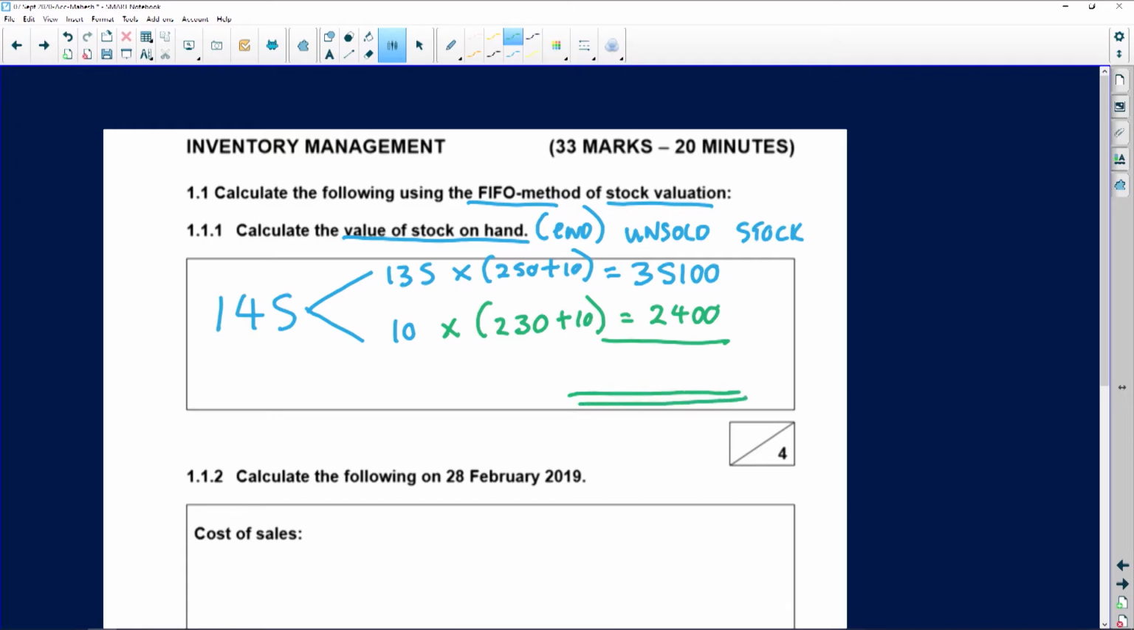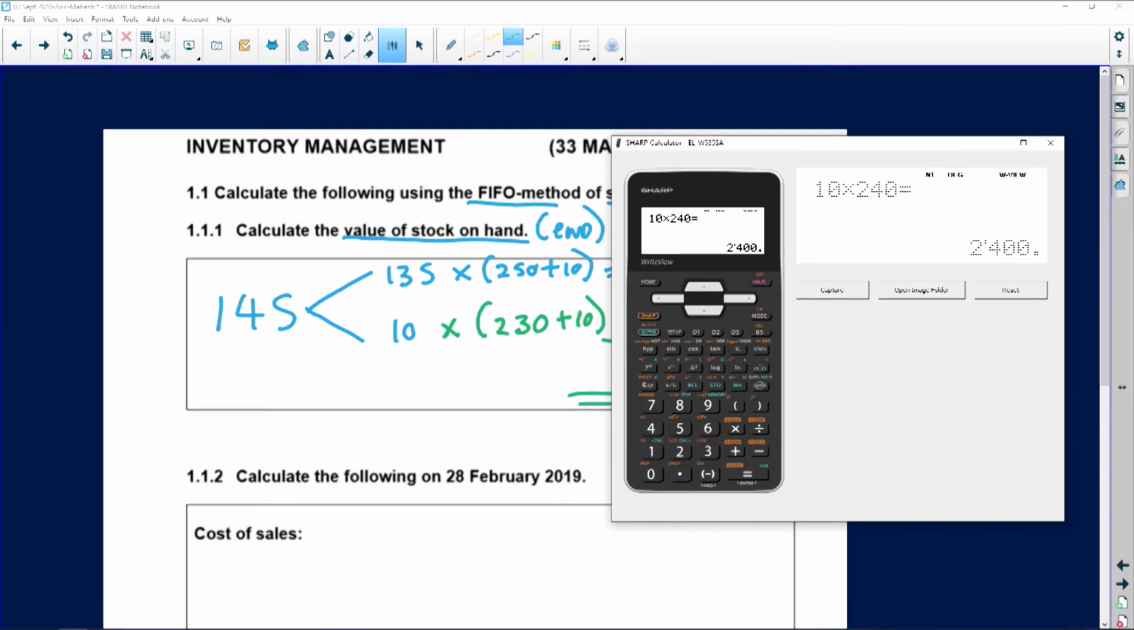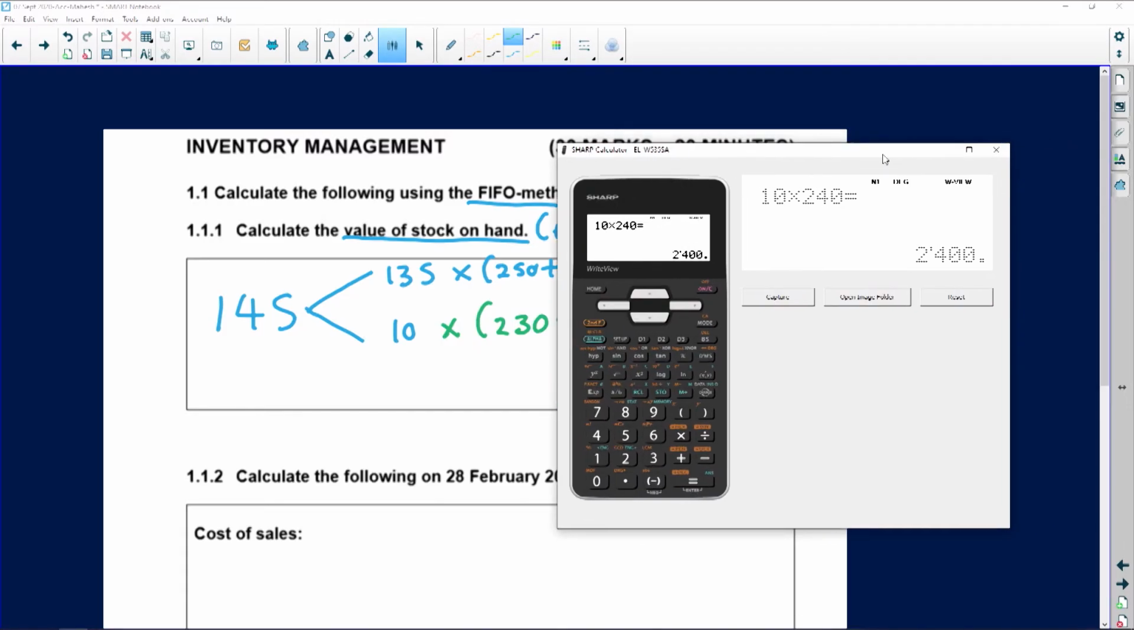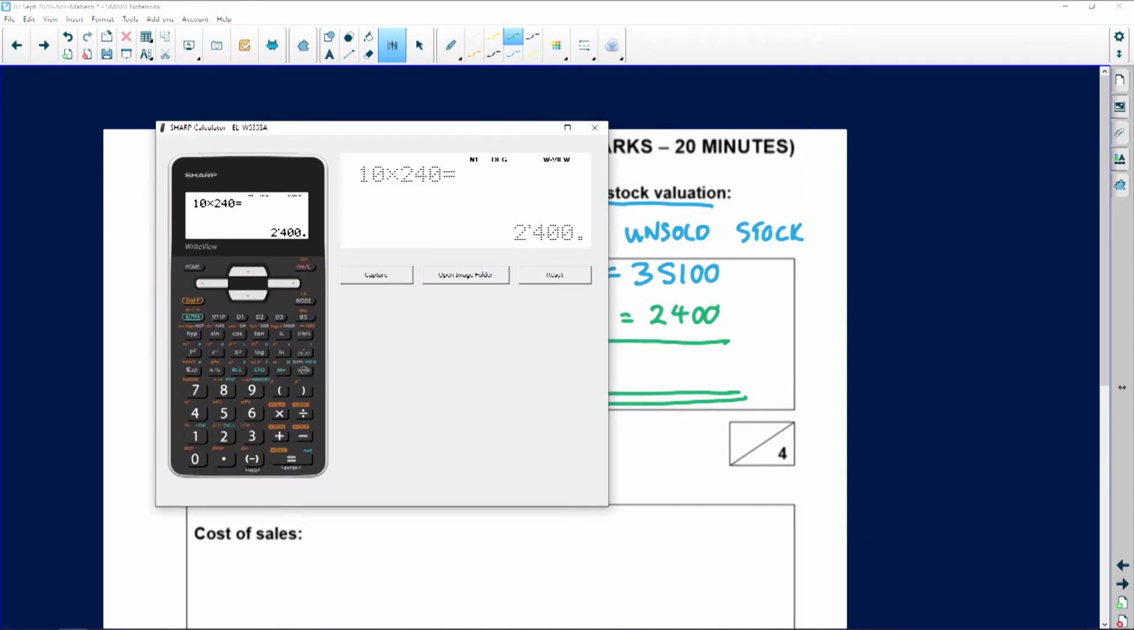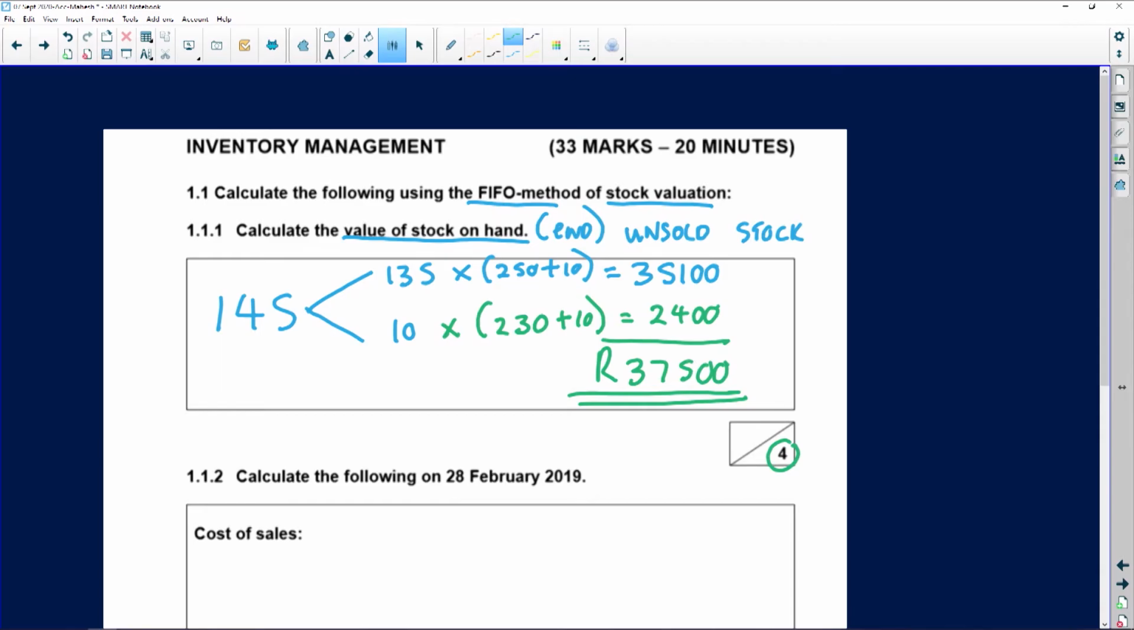So I'm simply adding, and the value of my closing stock will be a figure of 2,400 plus 35,100, and that gives me a total of 37,500. So my closing stock, 37,500. Okay, right, so as you can see, guys, 4 marks for this particular question, and not difficult to get 4 out of 4 for this particular question.